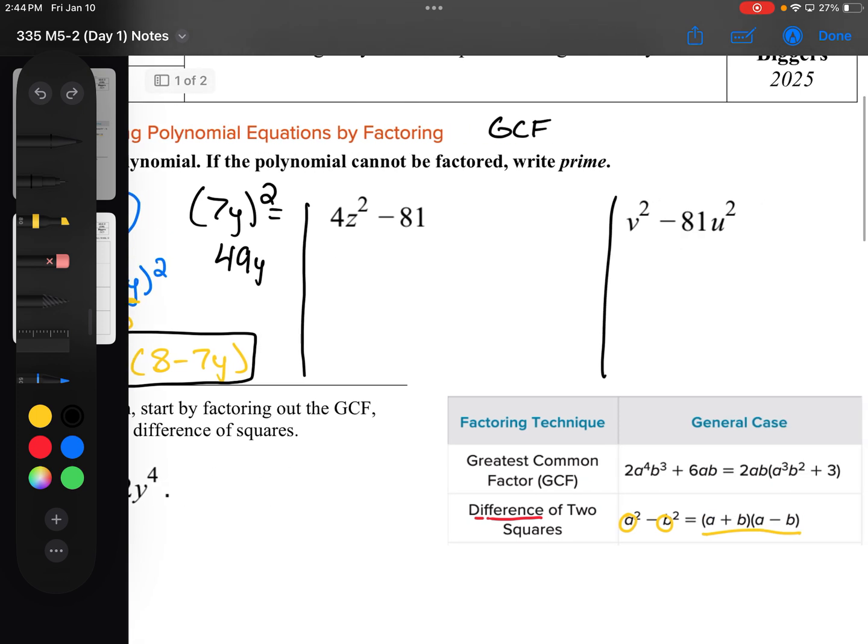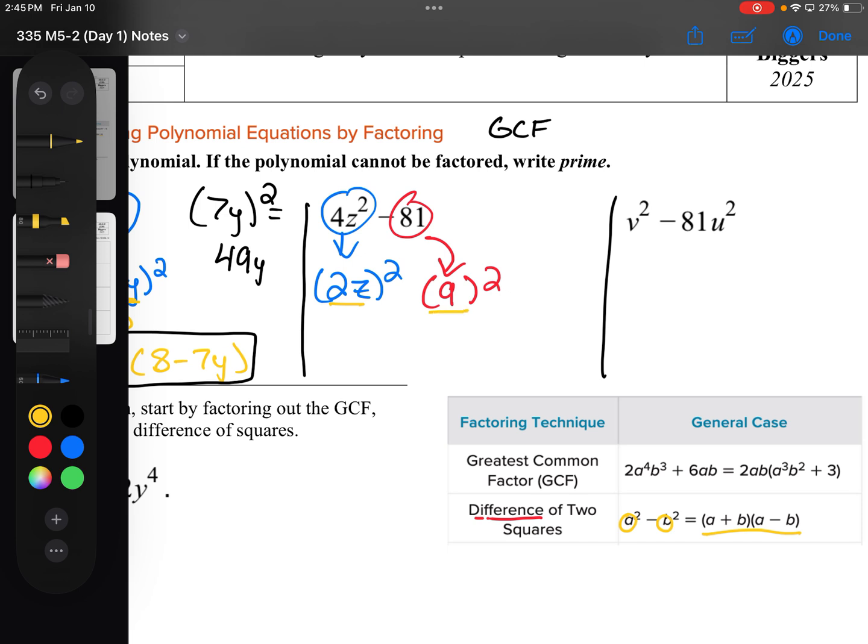All right, the next one, I'm looking. I've got 4z squared minus 81. Does 4 and 81 have anything in common? No, they do not. Okay, 81 is literally just 9 times 9. 4 could be divided by 4 and 2. 81 can't be divided by 4 and 2. So they don't have any other greatest common factors. So this is a perfect square. It can be rewritten as 2z squared. 81 is a perfect square. It can be rewritten as 9 squared. So you have the difference of two squares, okay?